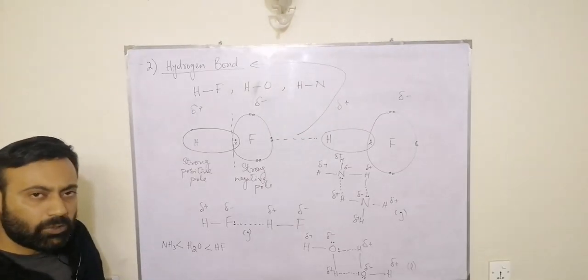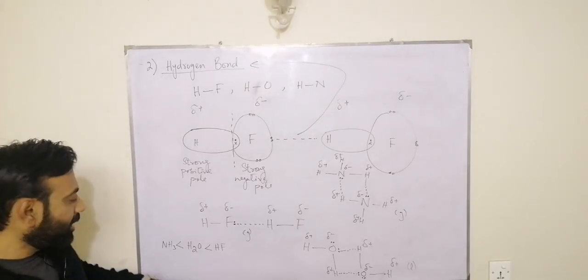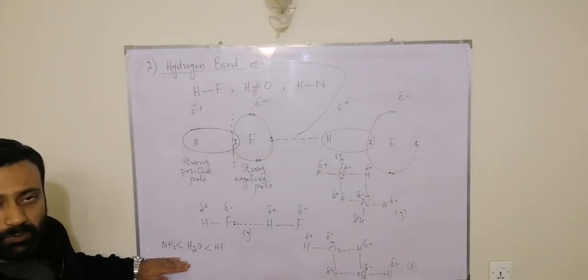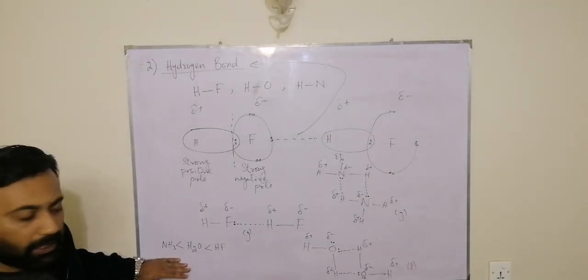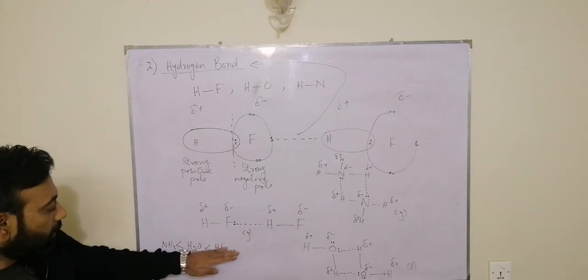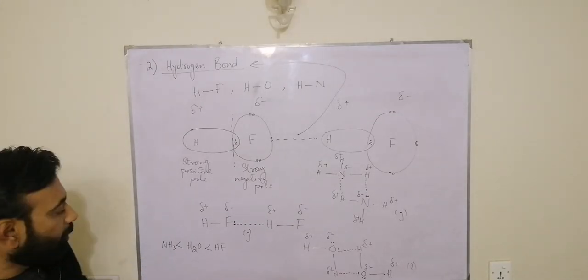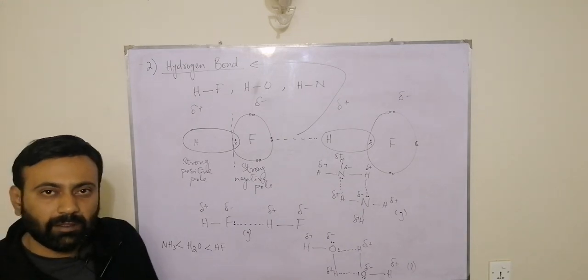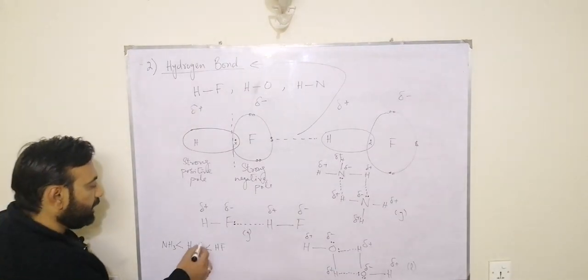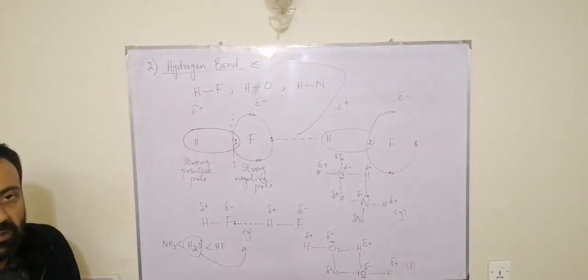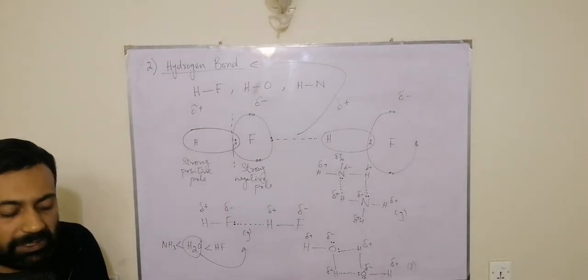Now, according to that, their boiling points should be like this. The lowest one among these three should be ammonia's boiling point, then there should be water, and the highest should be hydrogen fluoride's. But in reality, it's not the case. In reality, water has a higher boiling point than both of these. It is a liquid at room temperature.